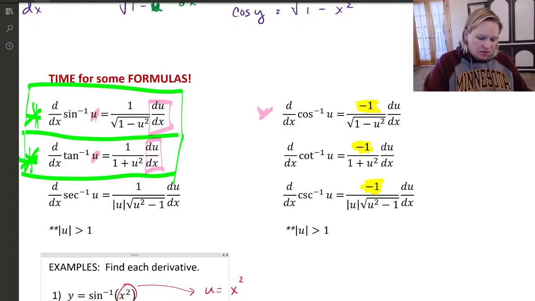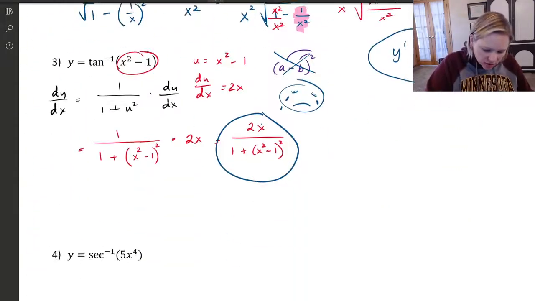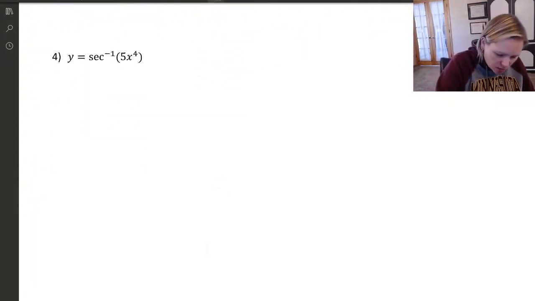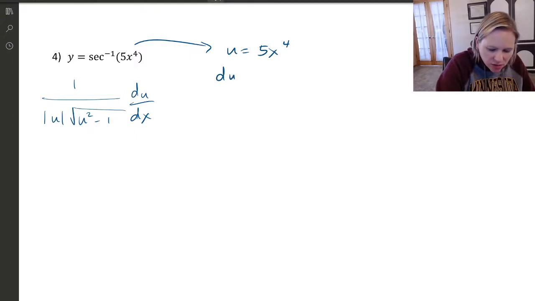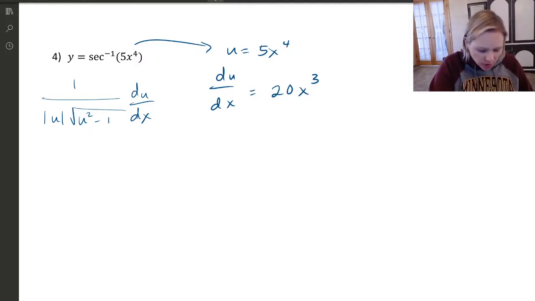Cosecant is 1 over the absolute value of u and then square root of u squared minus 1 times du dx. Okay, so we've got 1 over the absolute value of u times the square root of u squared minus 1, times du dx. There's my formula. So here's u. U is 5x to the 4th, which means du dx is, let's see, 20x cubed. All right, we can do this.